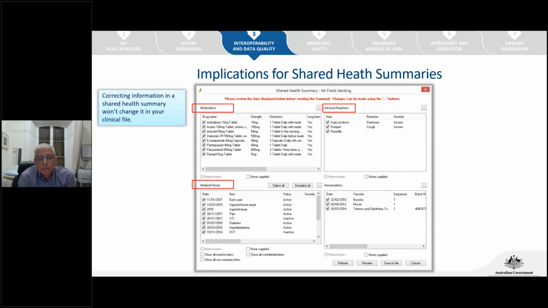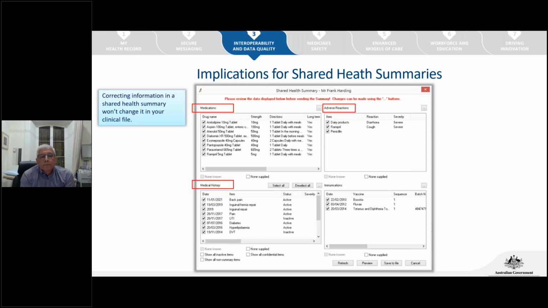Recording correctly, coding it correctly, but also the implications for that information. So again, Peter mentioned before, uploading the shared health summary, the information that you're sharing. Now, because you're preparing the shared health summary, and you can see this is the first step, the shared health summary captures that patient's health status at a point in time. So this is Frank's health status at a point in time.